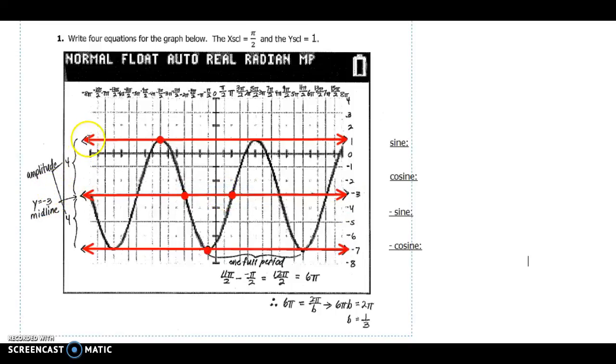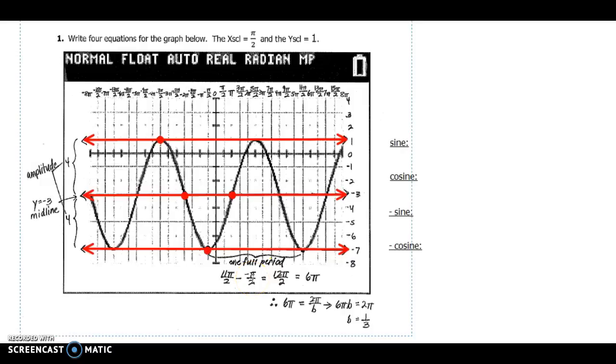I then looked at my upper and lower amplitudes, and I noticed that both of them are a distance of 4 away from the midline, which gives me my amplitude. Now, of course, that amplitude could be positive 4 or negative 4, depending on if we're writing a positive sine or cosine graph or a negative sine or cosine graph.